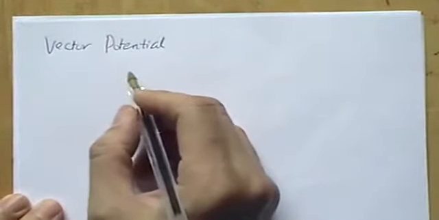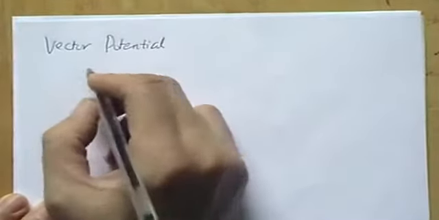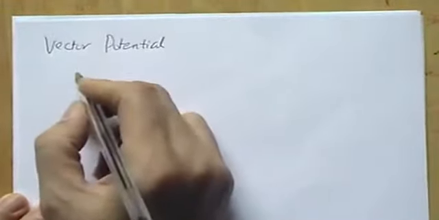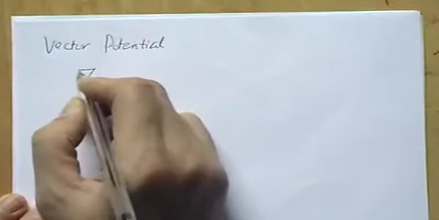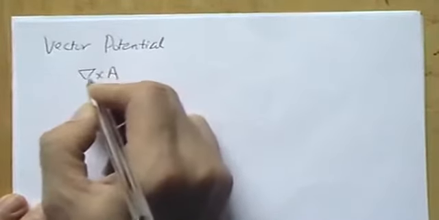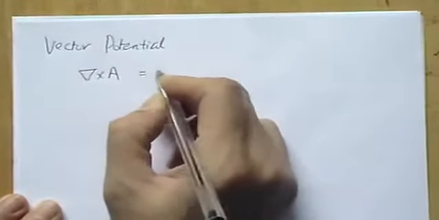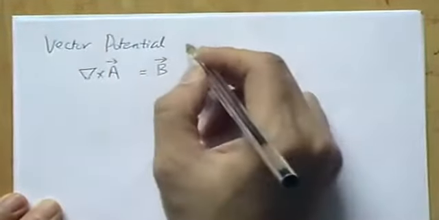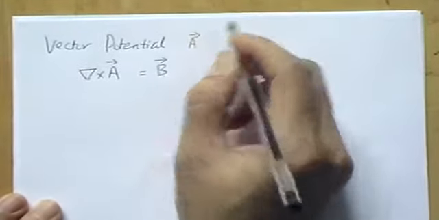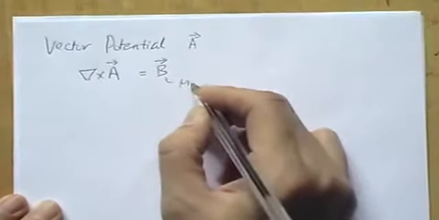is about vector potential. I shall briefly review what this is about. The definition of the vector potential is usually given as the curl of A equals B, where A is the vector potential and B is the magnetic field.